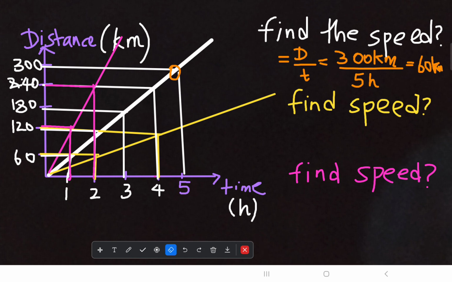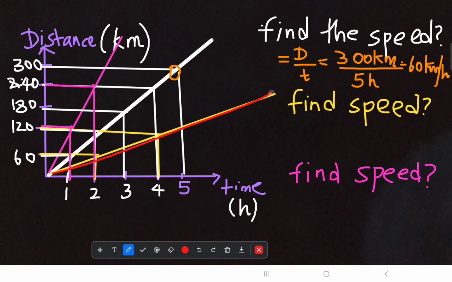Kilometer per hour. The unit is very important. You have to be aware of your unit. So it should be 60 kilometer per hour. Similarly, we will find the speed for the yellow color one.